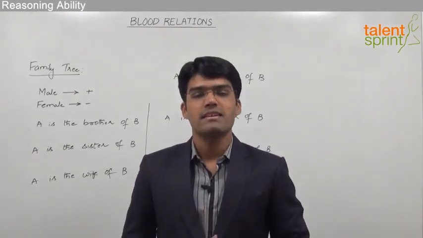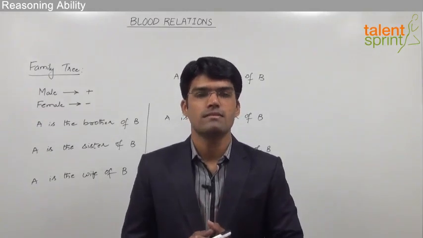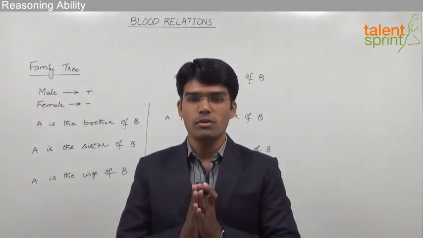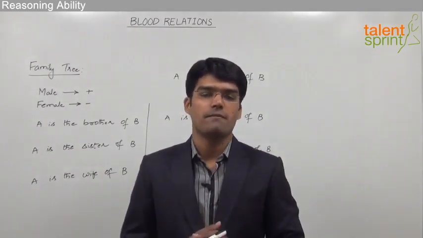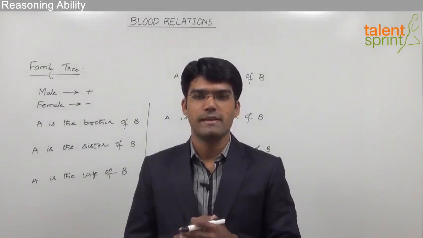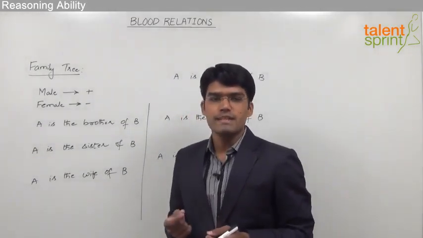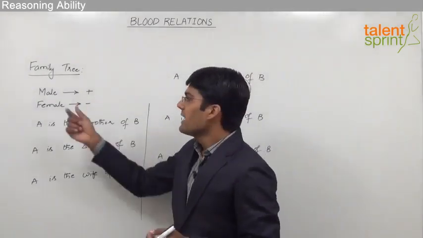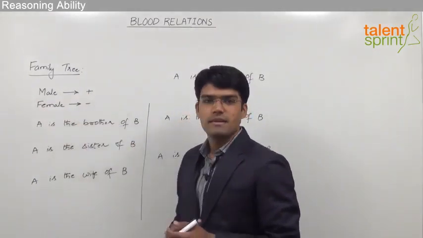In general, construction of a family tree is considered to be one of the best methods to solve questions related to blood relations. So let us first understand how to represent the relationship between two persons with the help of a family tree or with the help of a diagram. In this case, what we do is represent each male and female person with some symbol. Let's say a male person is represented with plus and a female person is represented with minus.